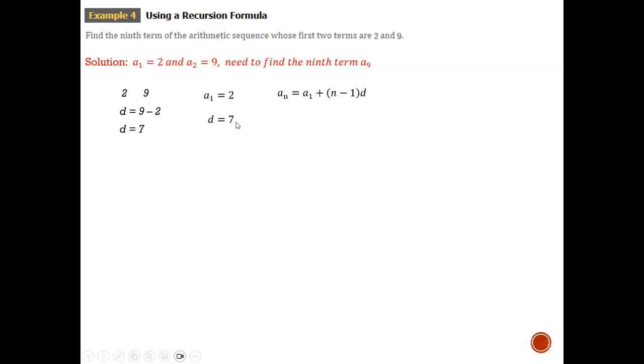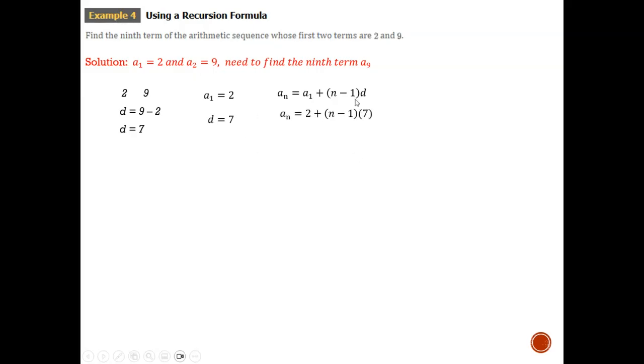If A1 is 2, D is 7, I could really just keep adding 7 now each time to all my terms until I get to the ninth one, which I have seen students do, which is fine and it works. But what if they want you to find the 109th term? Instead of adding 7 each time until you get to the 109th term, we can just plug this in and get a general formula to find the term that we need.